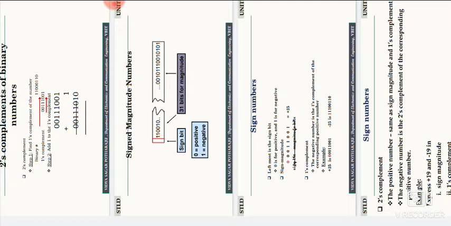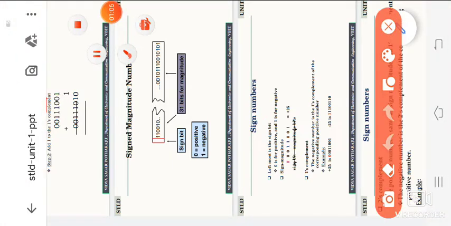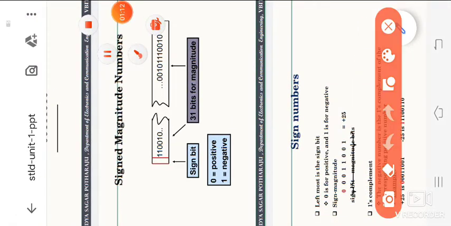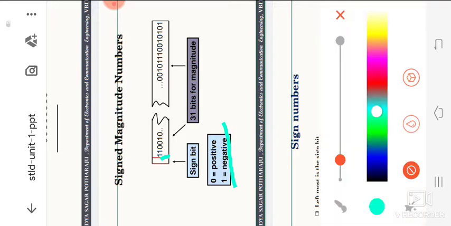We have observed signed magnitude numbers. So signed magnitude numbers we have to observe. This is our example for the signed magnitude: 110010. Here putting 1 means this is the negative sign. In this place we are putting 0. This is the positive sign. So this is the indication of the signed magnitude numbers.